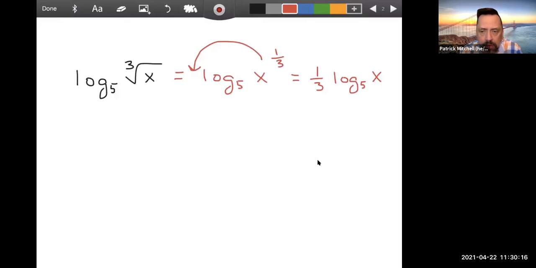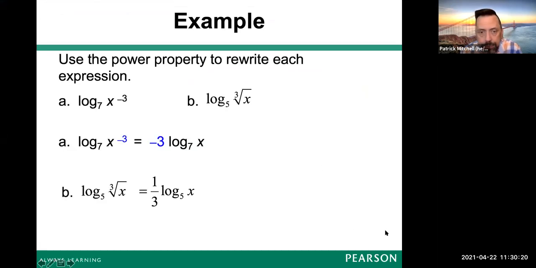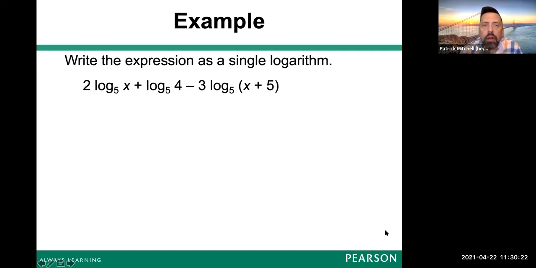Okay, so let's go back to the presentation. All right, so now we're going to write this expression as a single logarithm: 2 times log base 5 of x plus log base 5 of 4 minus 3 times log base 5 of x plus 5.